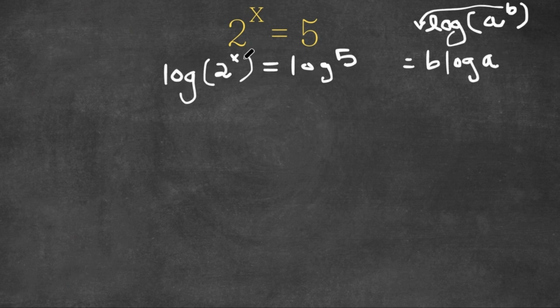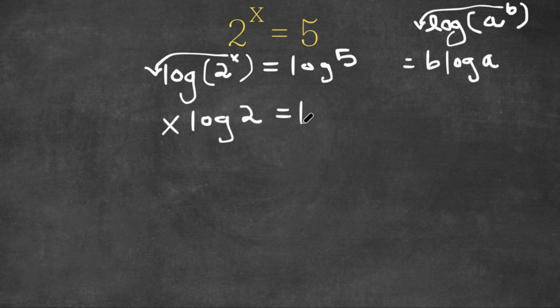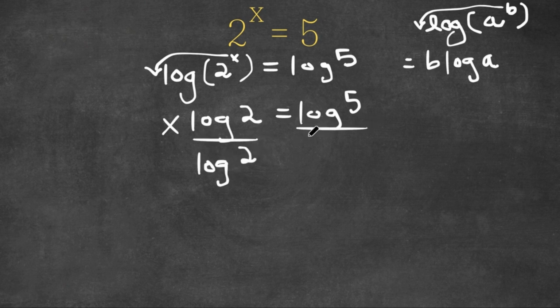So as you can see, we have log 2 to the power of x, and we can actually move the x to the front of the logarithm using the power property of logarithms. So now this would equal x times log 2 is equal to log 5. Now we want to isolate x, so we have to move the log 2. So I'm going to divide both sides by log 2. So now these two cancel out, and I'm left with x is equal to log 5 over log 2.